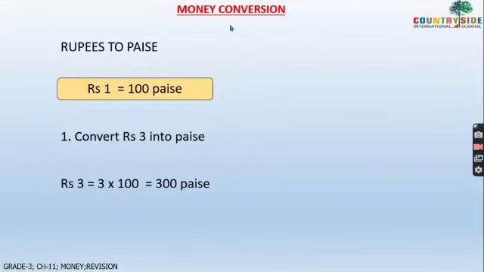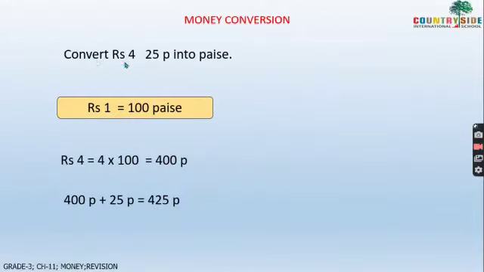So the first topic is money conversion. How we can convert rupee to paise. So children, here formula is rupee 1 is equal to 100 paise. Okay. So your first question is convert rupee 3 into paise. Now children, as we know this formula, rupee 1 is equal to 100 paise. So rupee 3 will be equal to 3 multiplied by 100, that is equal to 300 paise. Understood children?